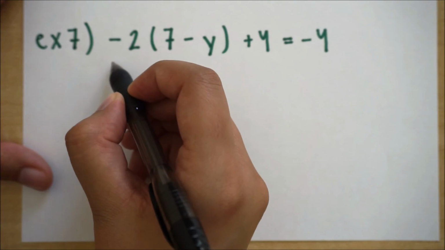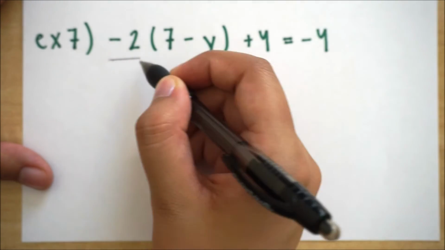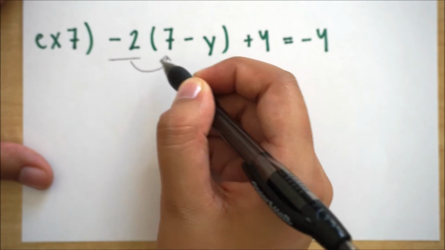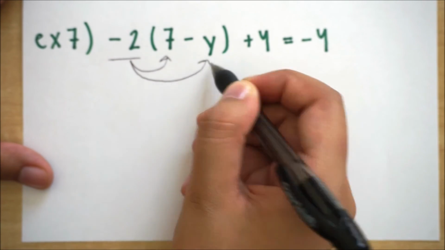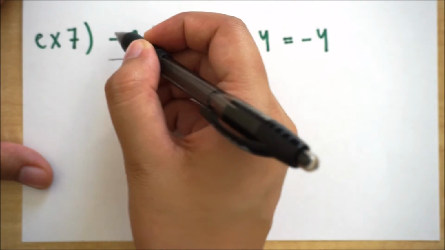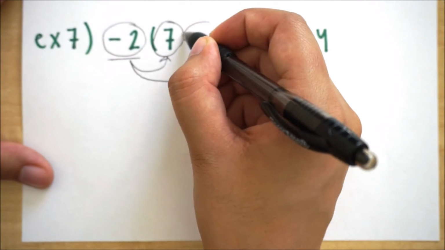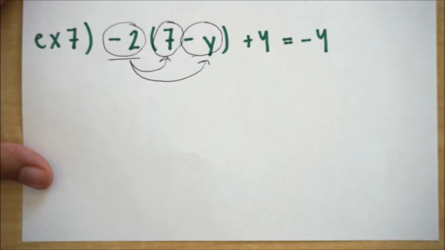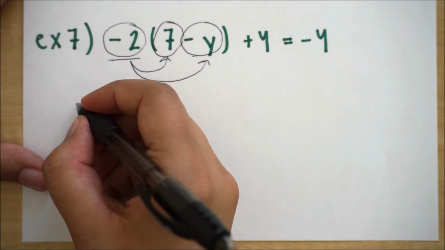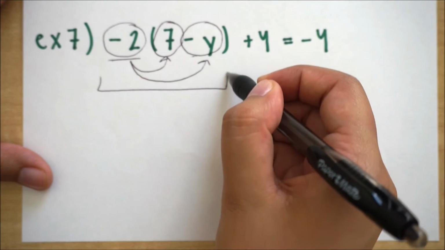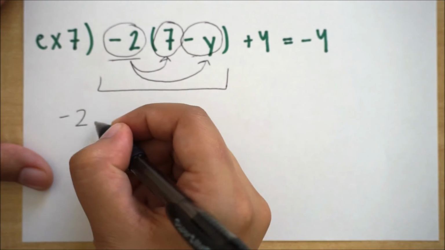All right, so now we have example 7. So go ahead and try doing this one yourself. You can go ahead and pause the video. So what we're going to do in this type of question, we're going to take negative 2 and multiply it by 7. Then we're going to take negative 2 and multiply it by negative y. So let's do that part first.